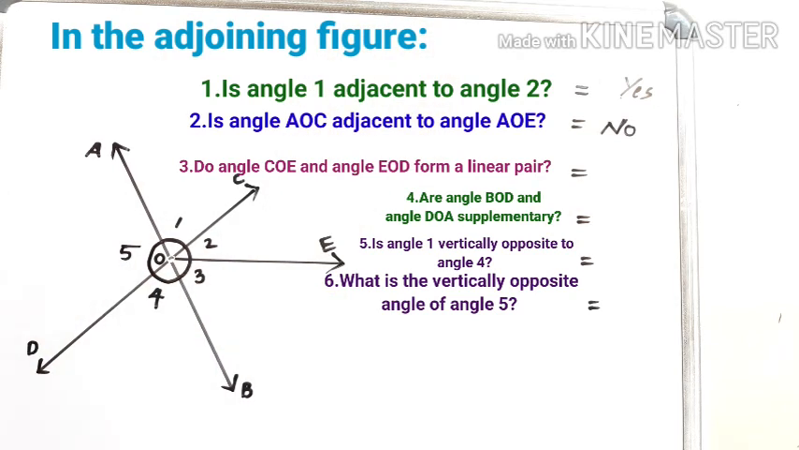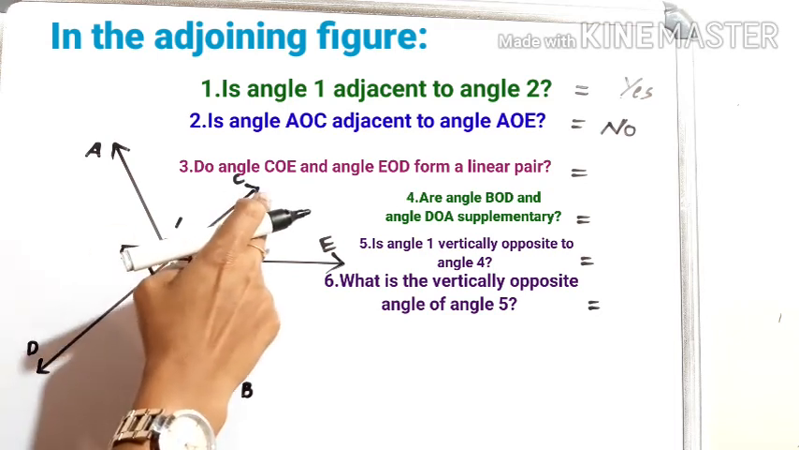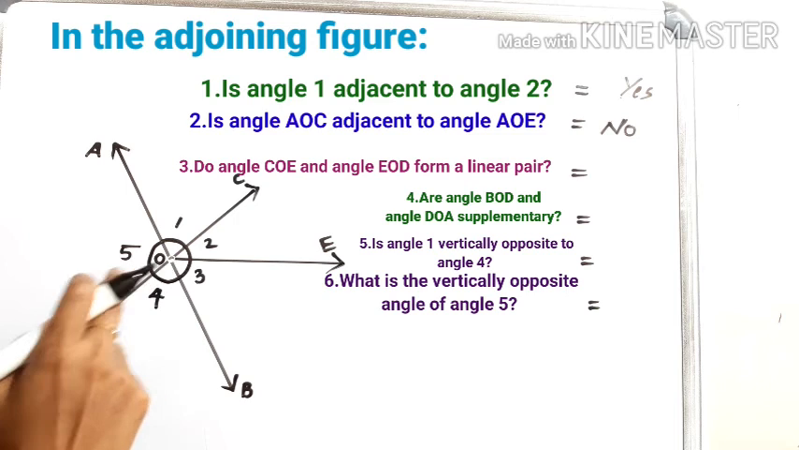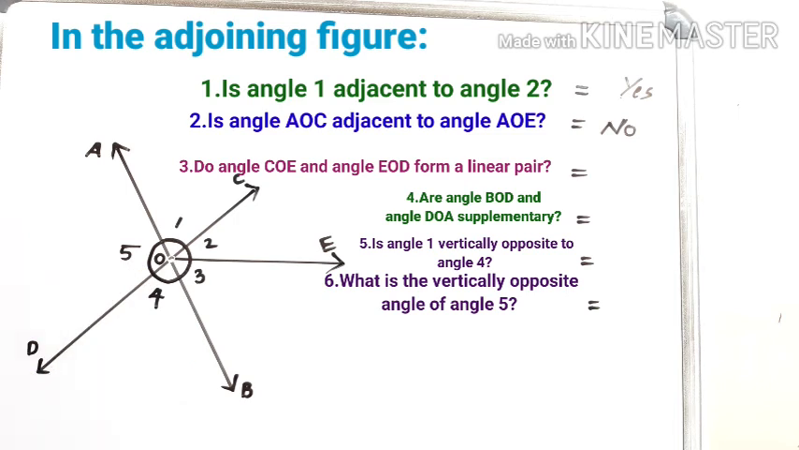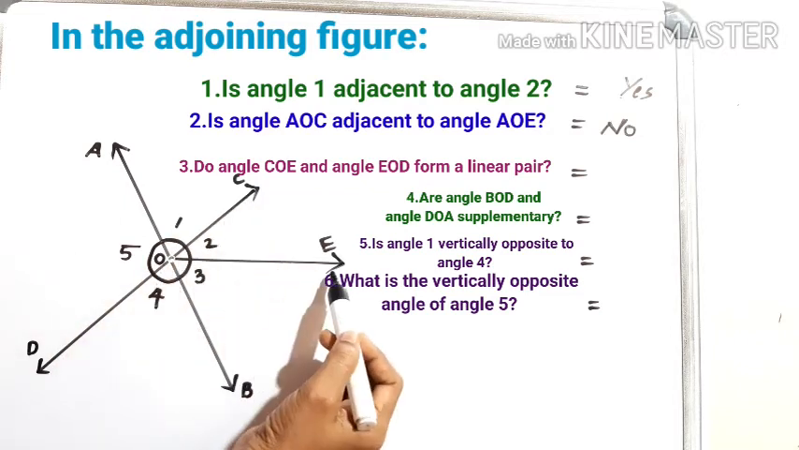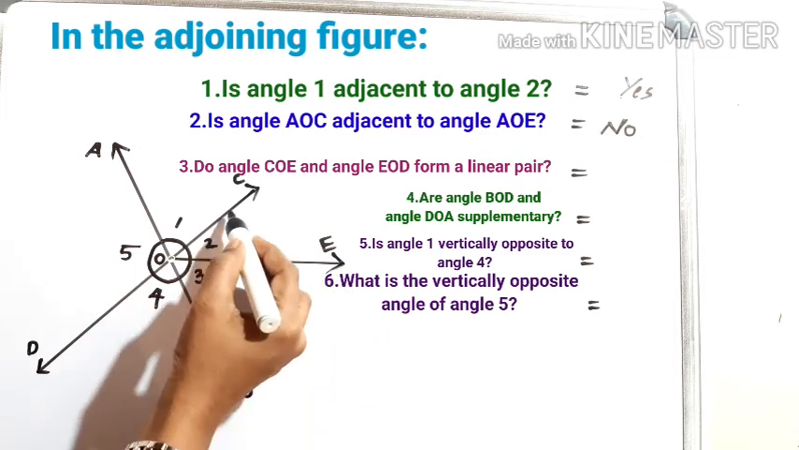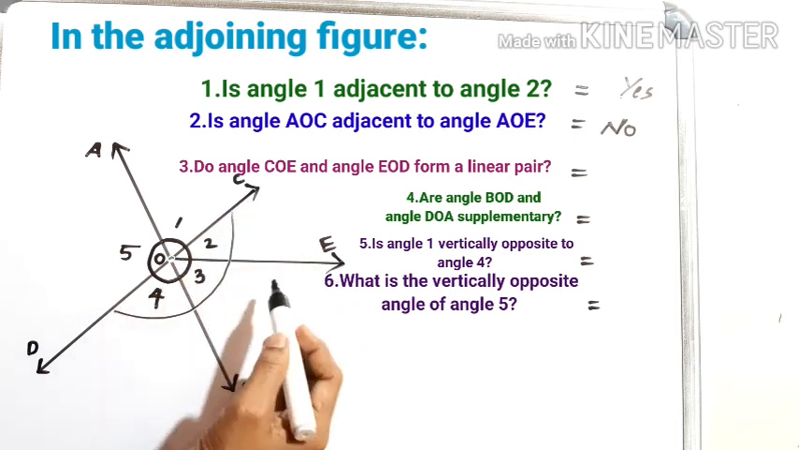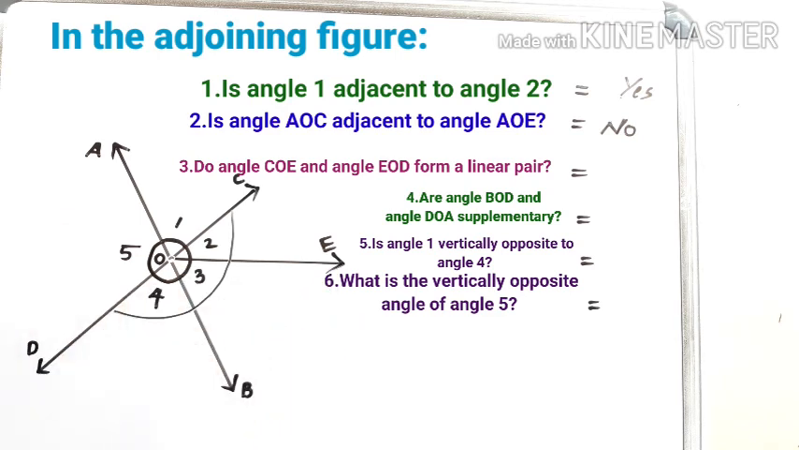Do angle COE and angle EOD form a linear pair? Can you see OE? Okay, and EOD angle from here to here. COE, EOD linear pair or not, children?